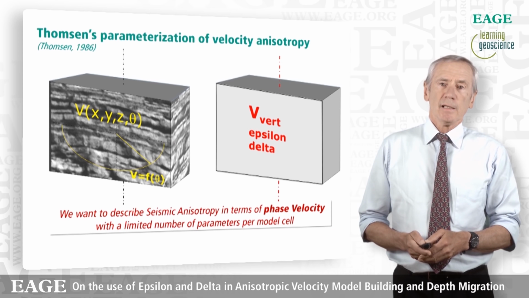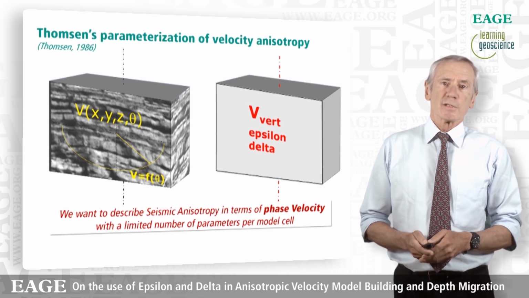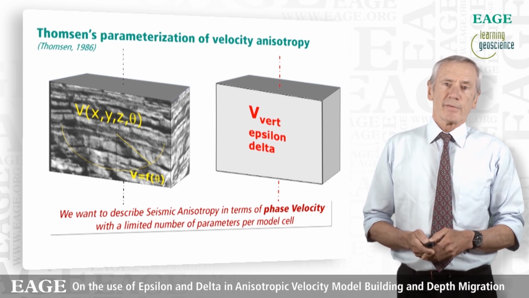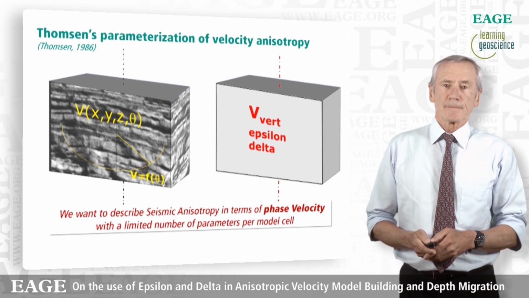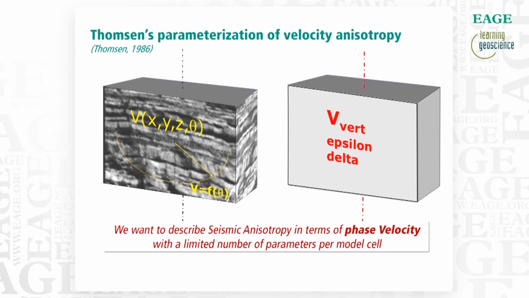So for each cell, basically the industry went to selecting Thomsen's parameters for that purpose. Thomsen published these parameters in his famous paper in 1986. So the three parameters we select are the vertical velocity, velocity along the axis of symmetry, epsilon and delta.